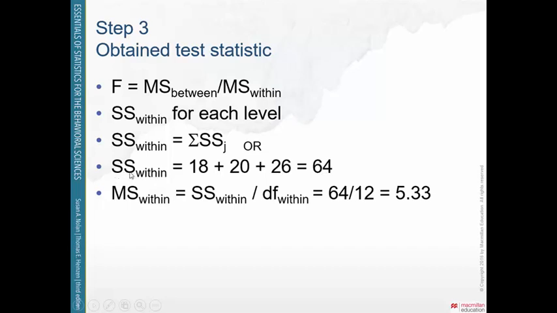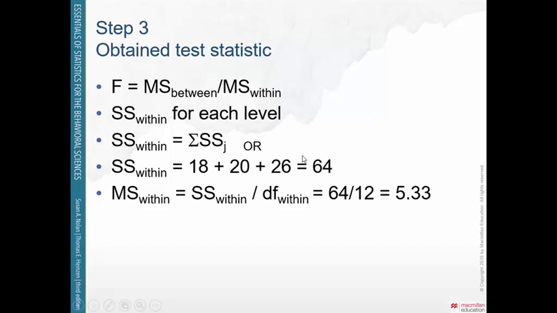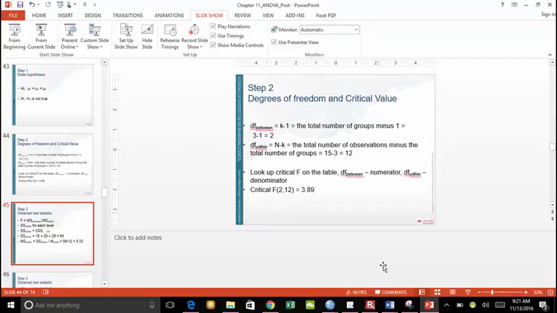And to go from sums of squares within to mean squares within, you divide by degrees of freedom within. And we already calculated our degrees of freedom within. Remember, that's right here, degrees of freedom within, which is 12. So we take 64 divided by 12, and we get 5.33 as our mean squares within, which is the bottom of our F ratio. So 5.33.